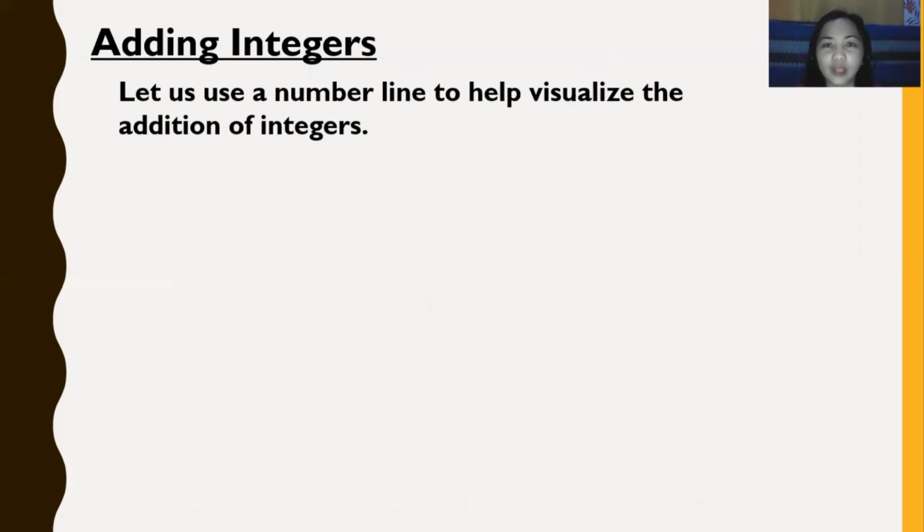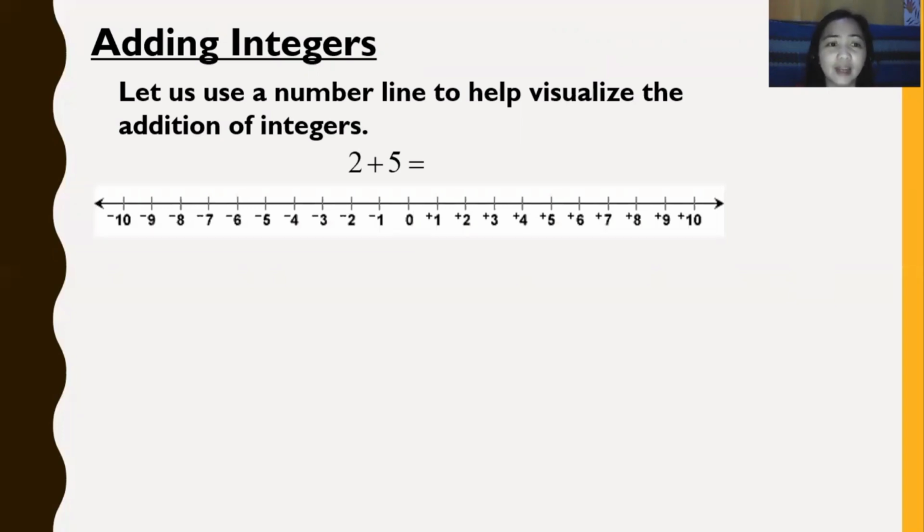Now, let's start with addition, adding integers. Let us use a number line to help visualize the addition of integers. In our week 7, we use the counters, the red and black counters. Here, we will be using the number line. So example, we have 2 plus 5. Although we know that 2 plus 5 is 7, let us try to illustrate this using number line. So here we have a number line wherein it has 0, to the left is from negative 1 to negative 10, and to the right we have positive 1 to positive 10.